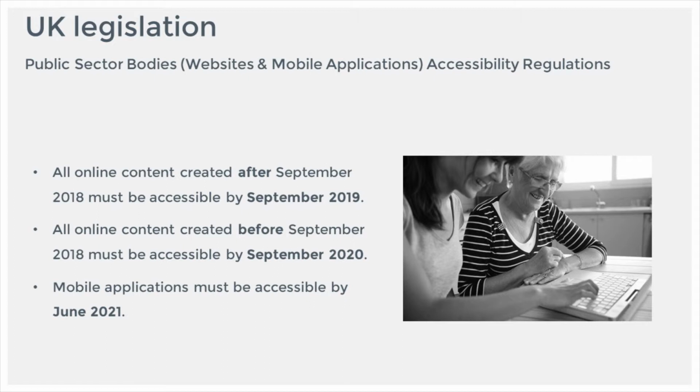The next date to be aware of is September 2020. This is the date any online content which was created before the law was passed needs to be accessible. So basically, it's the deadline for all online content to comply with WCAG 2.1 regulations. And finally, June 2021 is the deadline for all mobile applications to become compliant.